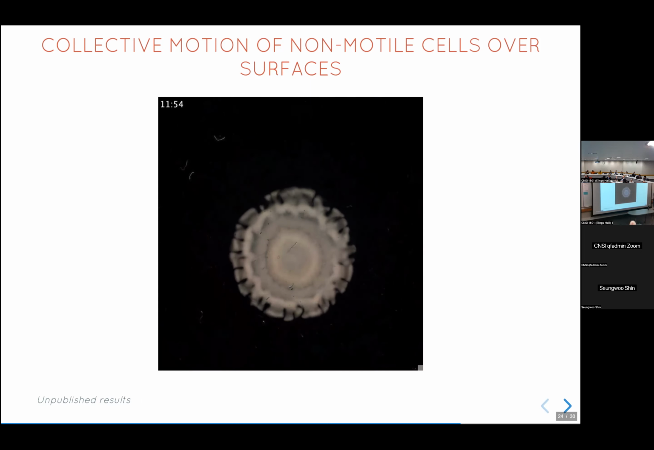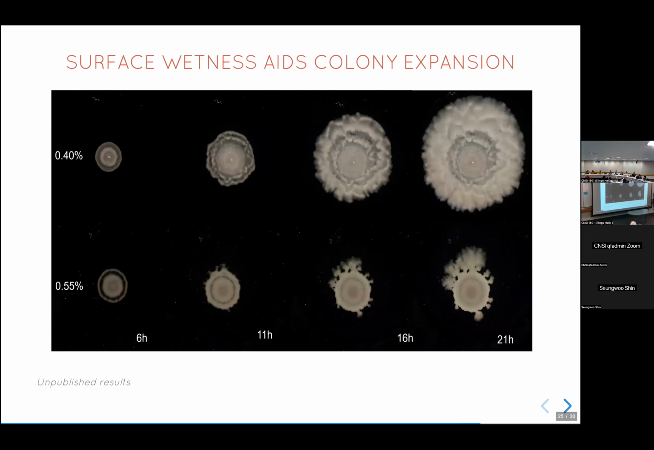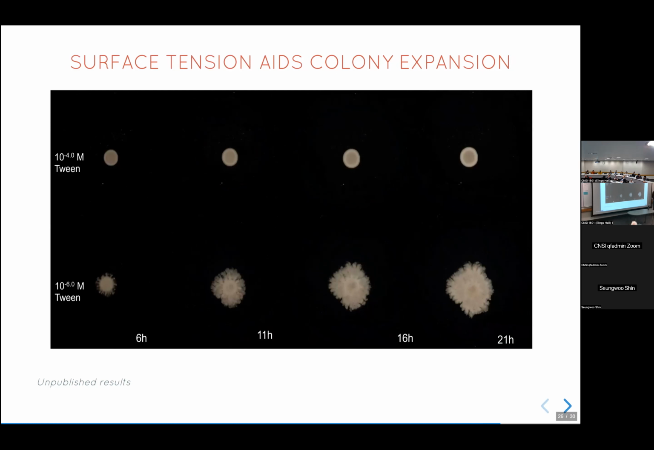So let me show you just very preliminary data for a few physical factors that we have looked into. So surface wetness really enhances colony expansion. So here we're changing the percentage of agar that we're using. So if you use less percent of agar, your base is more wet, so they expand faster. If you use more agar, then you increase the stiffness of the surface. It's less wet. They expand slower. Surfactant actually inhibits the expansion.